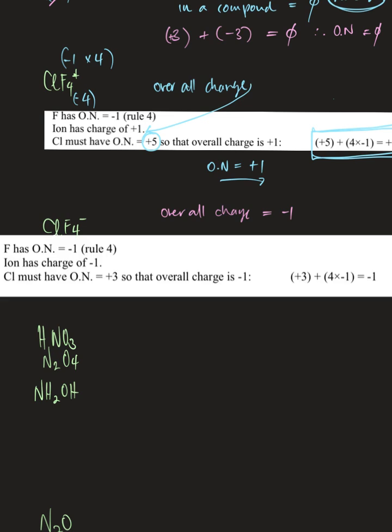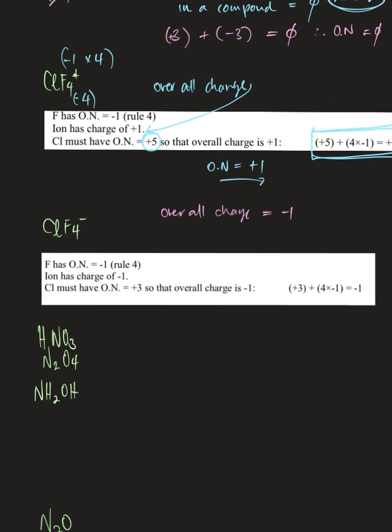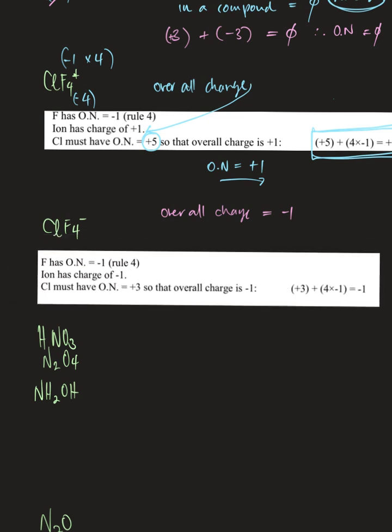Right? So now I'm left with a situation where I've got this negative 1. It's negative 1 times 4, bringing it to negative 4. And we want the overall charge to remain negative. So our chlorine must be positive 3. So positive 3 plus 4 times negative 1 is going to give me negative 1. So therefore the oxidation number is now equal to negative 1, which we wanted it to be this whole time.